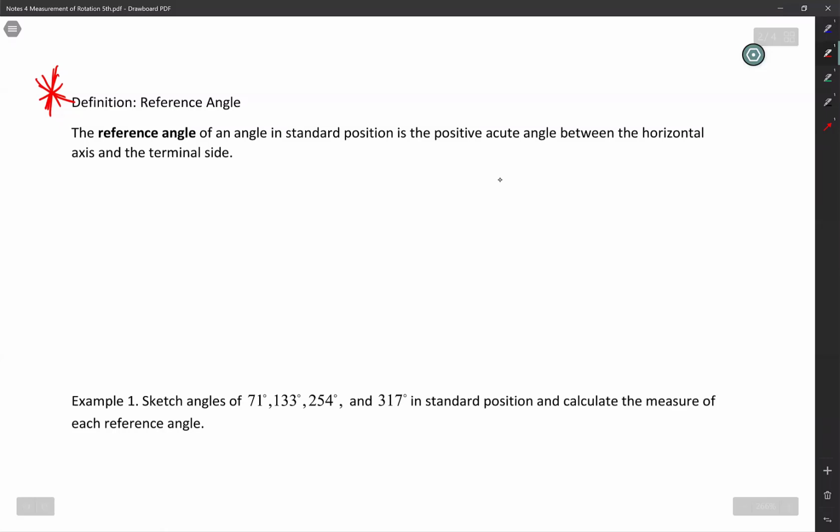So it says here the reference angle of an angle in standard position is a positive, underline the word positive, acute angle between the horizontal axis and the terminal side. That just means where it terminates, right? Where the ray terminates. Where it ends.